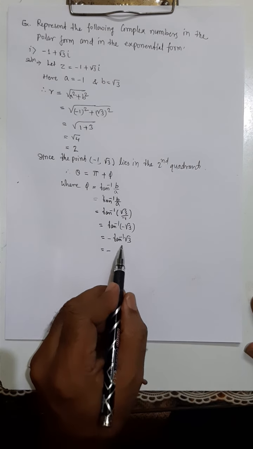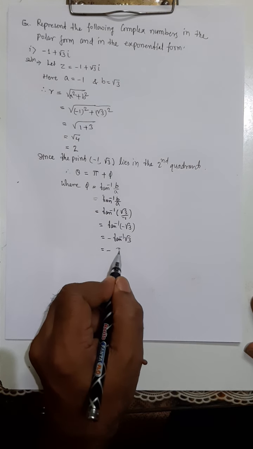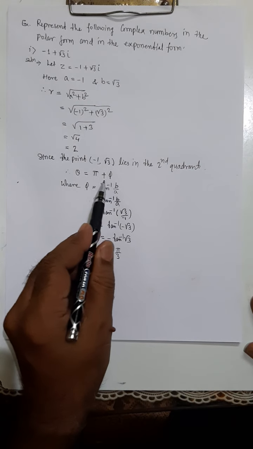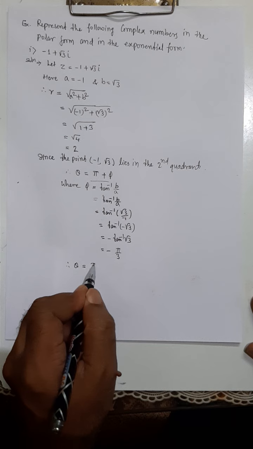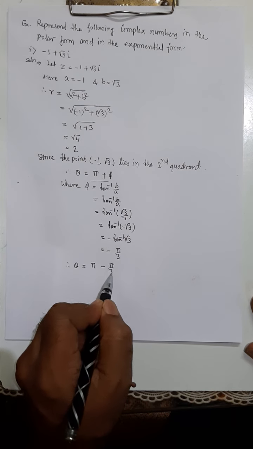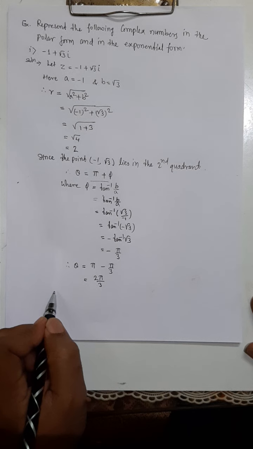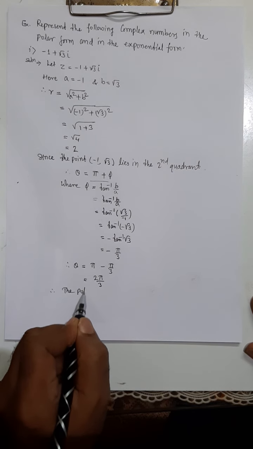We know the value of tan inverse root 3. Tan 60 is root 3, so tan inverse root 3 means 60. 60 means pi by 3. We substitute this value of phi in this step, and therefore we get theta is equal to pi minus pi by 3. Take LCM. So 3 pi minus pi means 2 pi divided by 3, and therefore we can write the polar form.